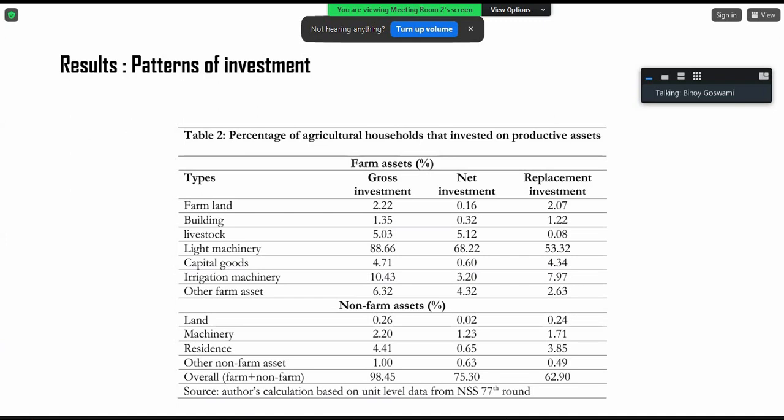And in terms of the proportion of households who invested in some item, light machinery seems to be the popular one, where about 87% of the households invested, followed by 10% on irrigation machinery, and mainly farm investment only. Next slide.